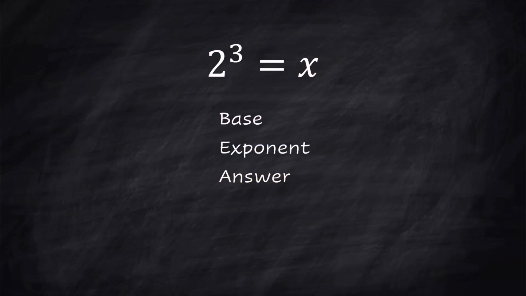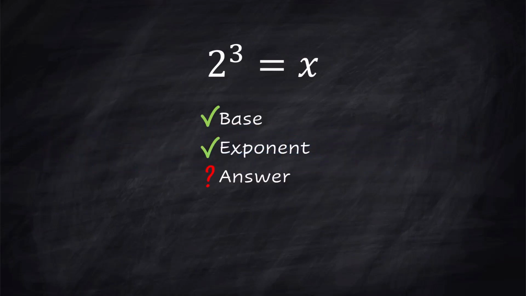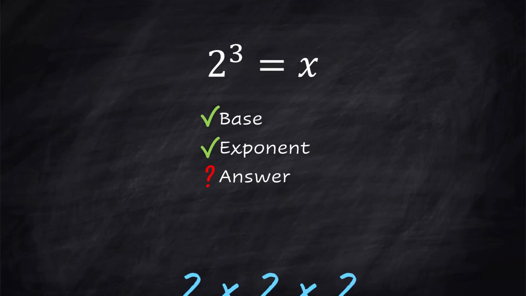So you could see a problem where you know the base, you know the exponent, you don't know the answer. Exponents are used for repeated multiplication. So in this case, you'll take 2 times 2 times 2, 3 times, and you'll get the 8. This is easy, but if it's a more difficult problem, you'll use your calculator.